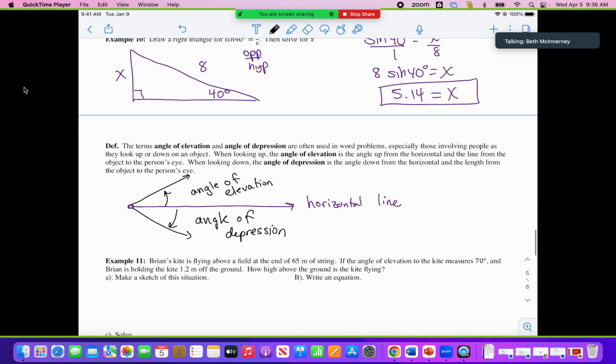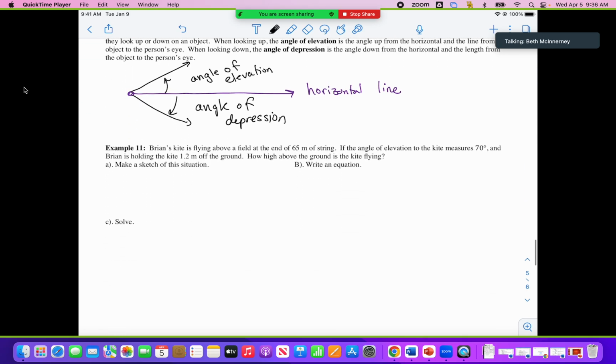So here we go. In example 11, it says Brian's kite is flying above a field at the end of a 65-meter string. If the angle of elevation to the kite measures 70 degrees and Brian is holding the kite 1.2 meters off the ground, how high above the ground is the kite flying? So let's make our person. We're going to make a kite.